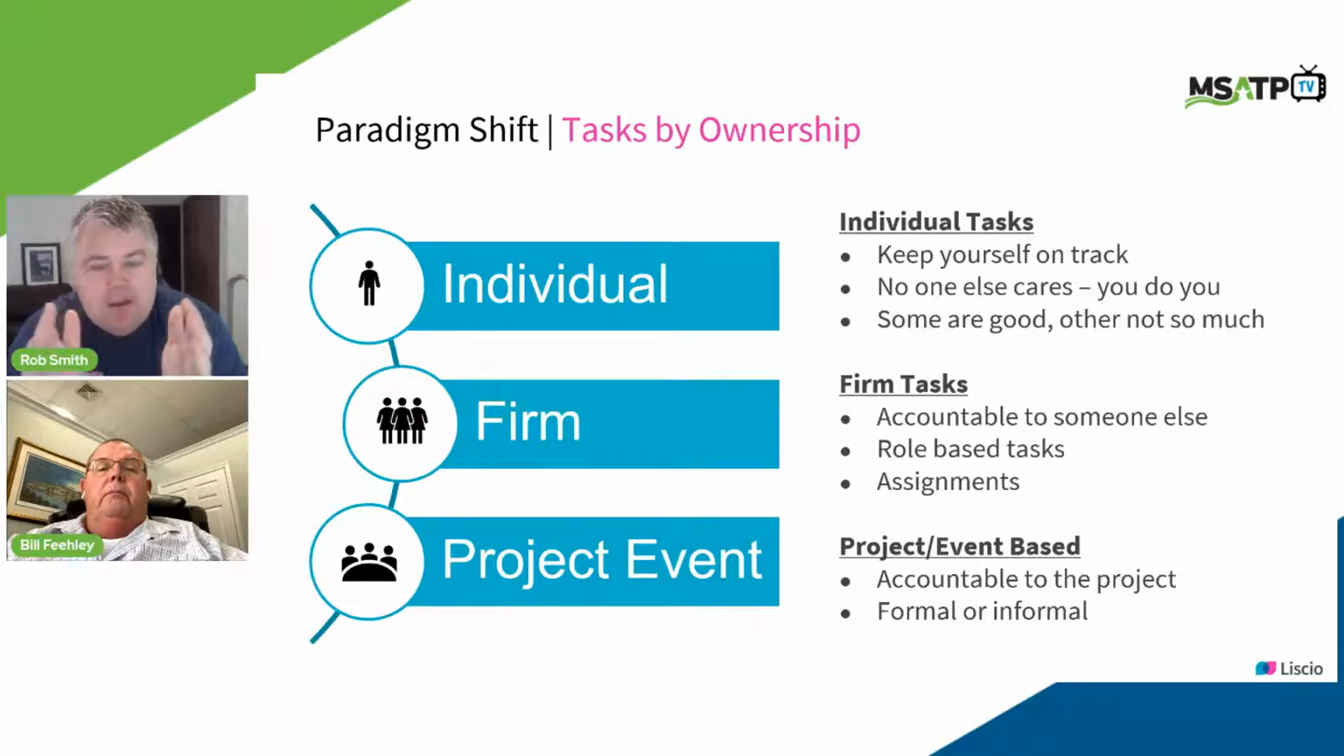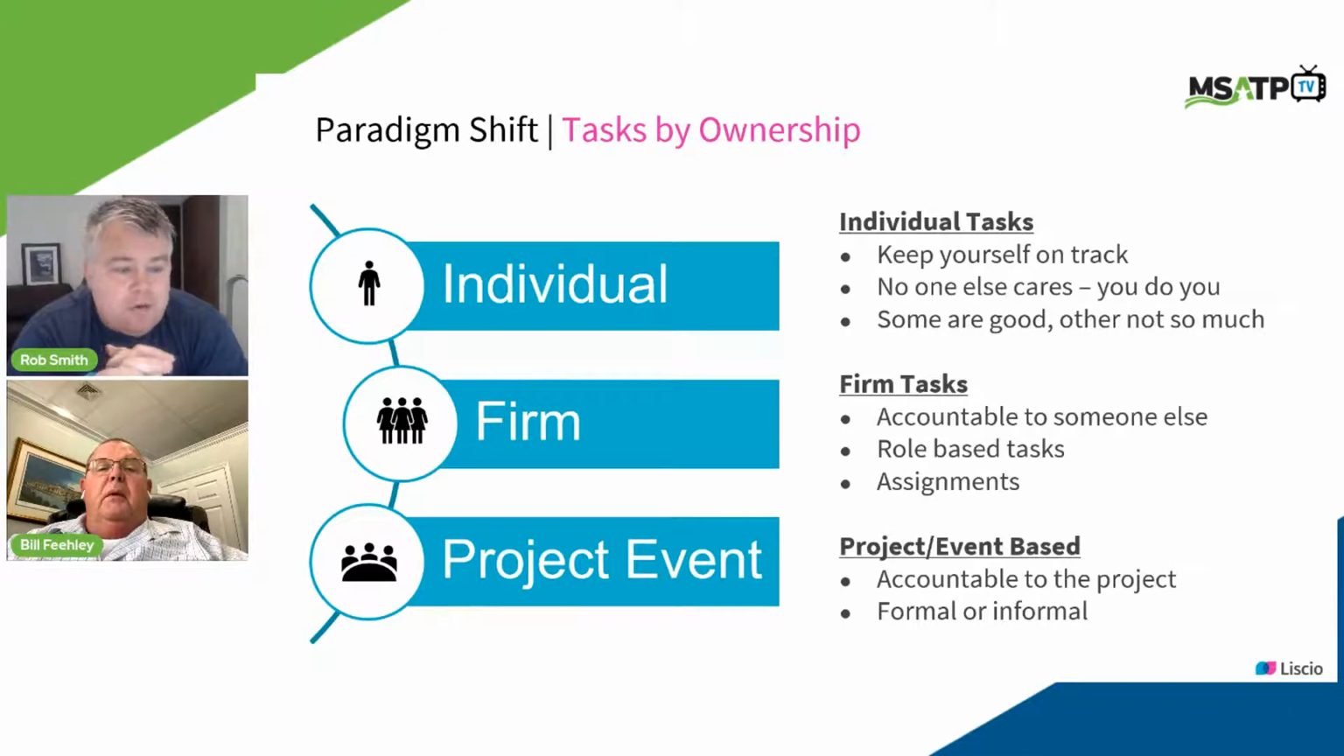Okay. There are really three major kinds of tasks by ownership: individual tasks, firm tasks, and project or event tasks. Individual tasks are tasks that only you are worried about. Nobody else cares how you manage your day-to-day. Now, some of us are organized. Bill, are you organized or not really? Can you manage your tasks? Not really. I manage a calendar. You manage a calendar. Okay. Well, with all the different tasks coming at me, I've always had difficulty with how to manage all these tasks. So I'm not really organized.